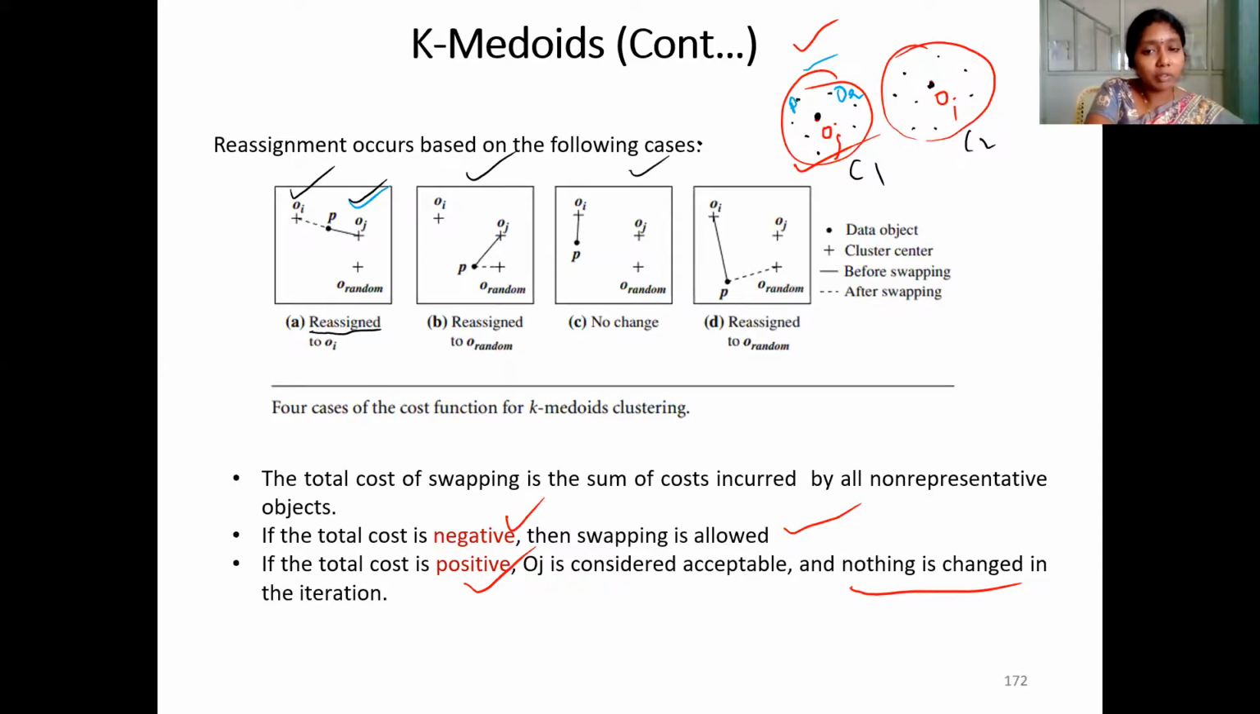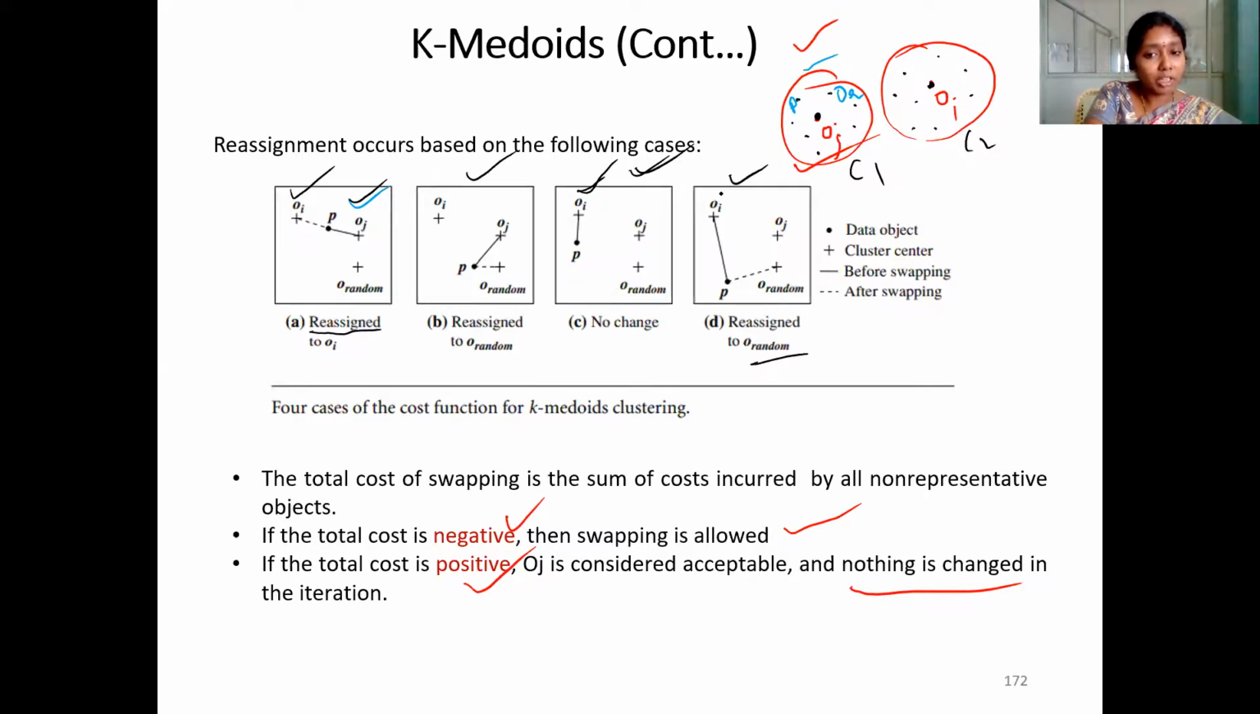Similarly, here there is no change. When can we observe this? This is the particular example we have considered. If initially P belongs to a particular cluster 2, and after reshaping it is still closest to OI only, then there is no change. And here is the last case, reassign to O random.